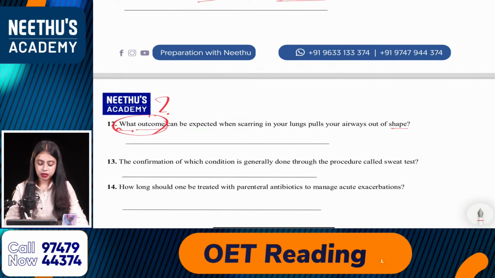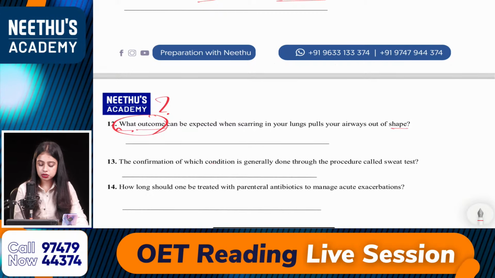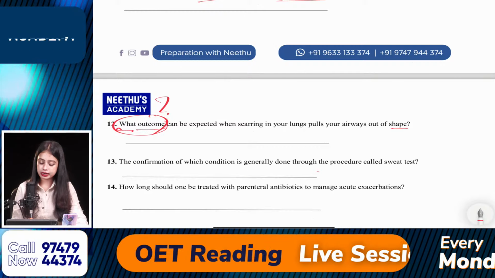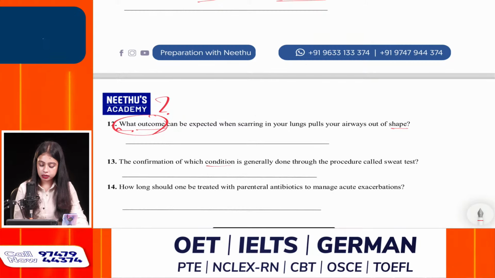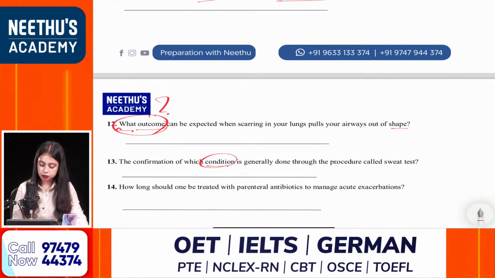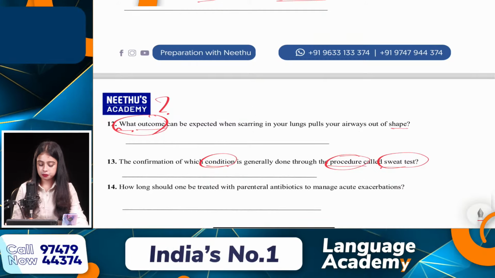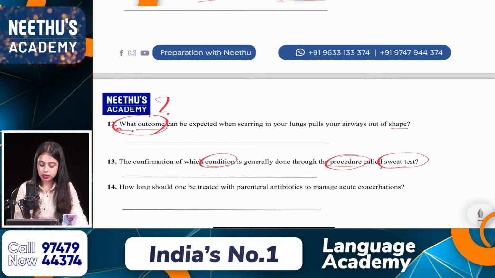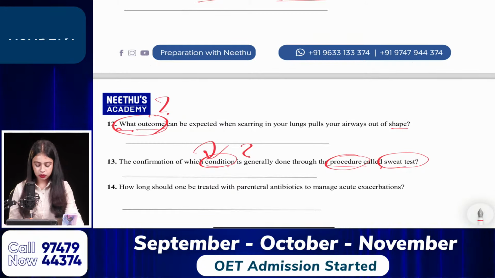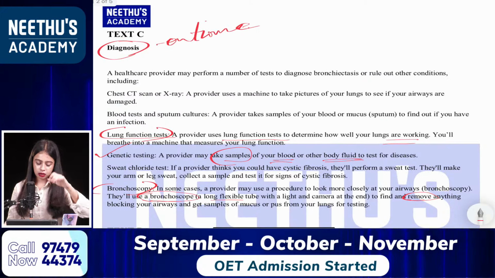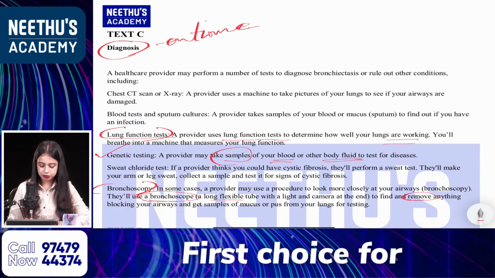Jissa, correct answer. Then the 13th one: the confirmation of which condition is generally done through the procedure called sweat tests. So my keywords are condition and procedure, sweat tests. Which condition is it? That is the question. Which condition? So the condition and the keywords mentioned are from text B.